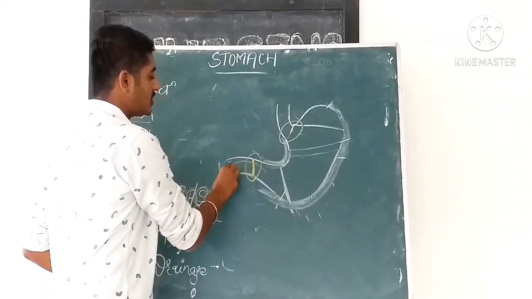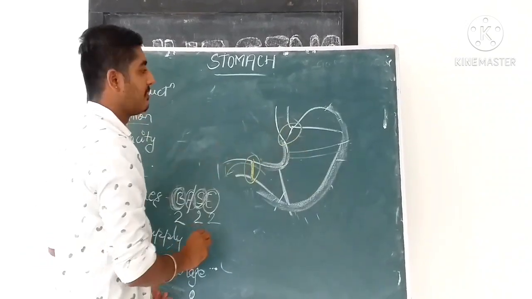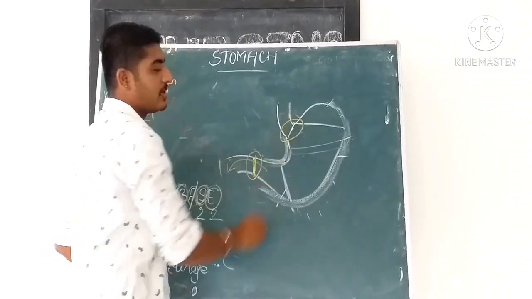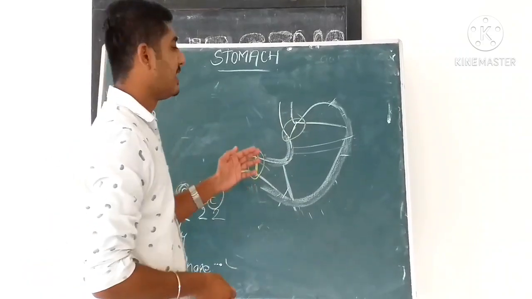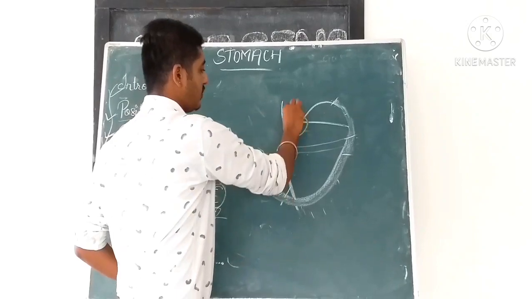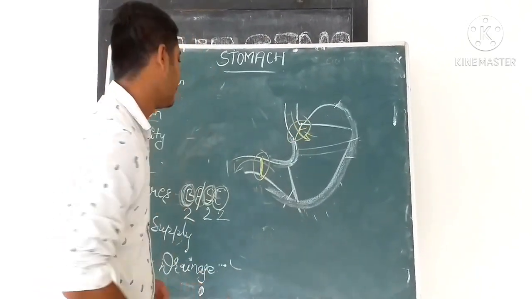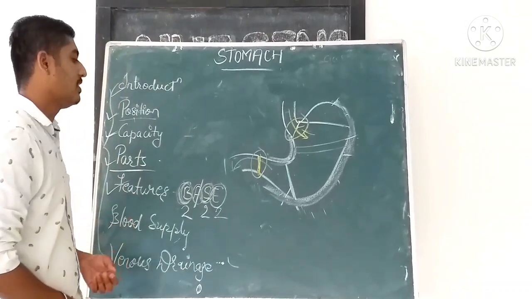So once the food goes into the duodenum, this sphincter avoids its backflow. The same way, here you have got the cardiac sphincter. It avoids the backflow of the food into the esophagus. So once the food enters, it will prevent it from going back. Okay. So this is all about the features.